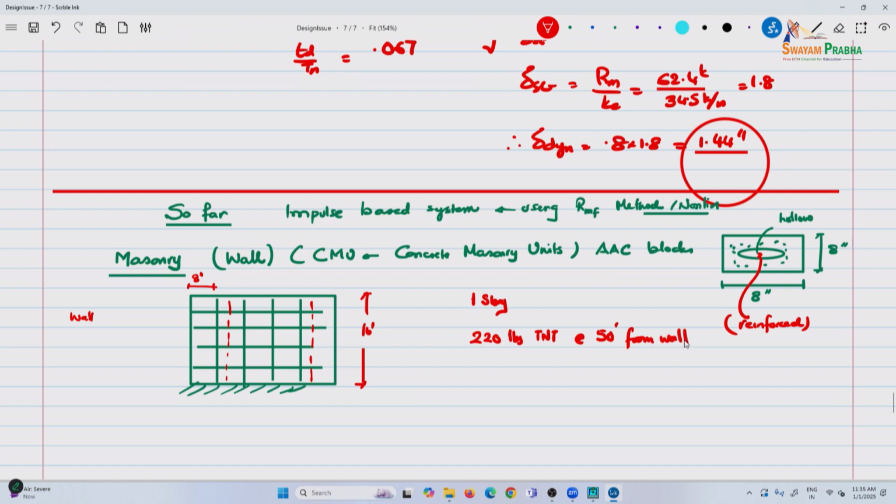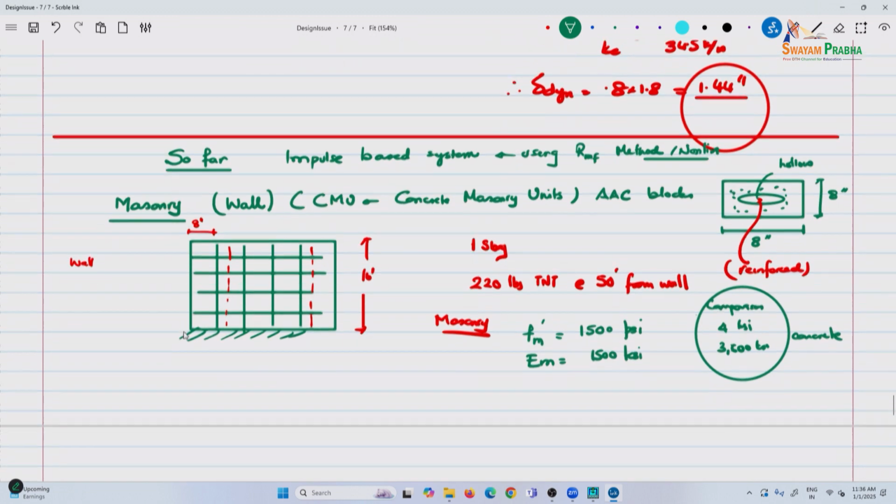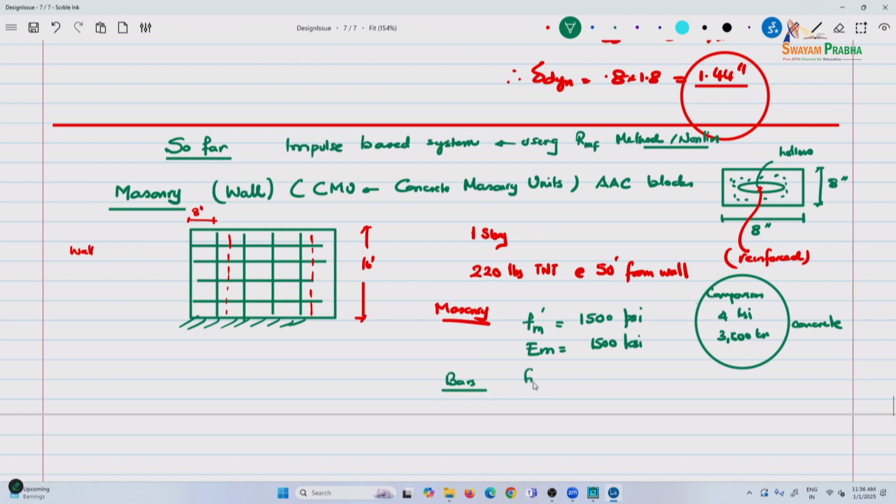Properties of the masonry are, instead of f'c, it is f'm for masonry. There are a lot of factors that go into determining these properties, but let us keep it simple. Masonry units, concrete, if it is 4 KSI, this is 1500 psi, so about 1/3 or between 1/3 and 1/2, and the modulus is also of the same order, but psi to KSI. Just as a comparison, concrete is 4 KSI and 3600 KSI. This is just a comparison. Bars are still, we use 60 KSI.